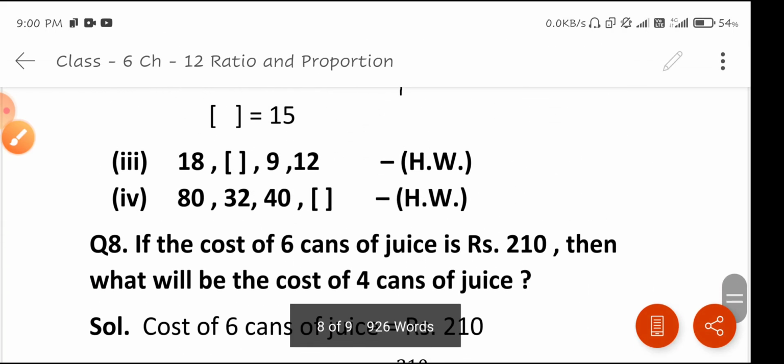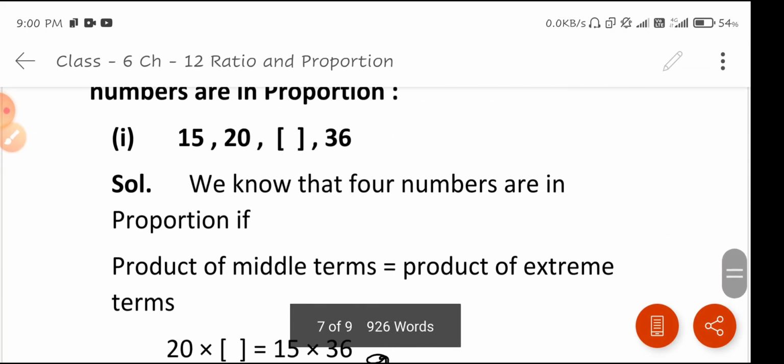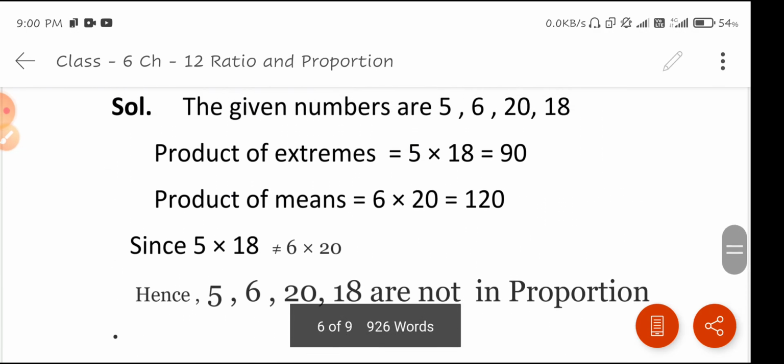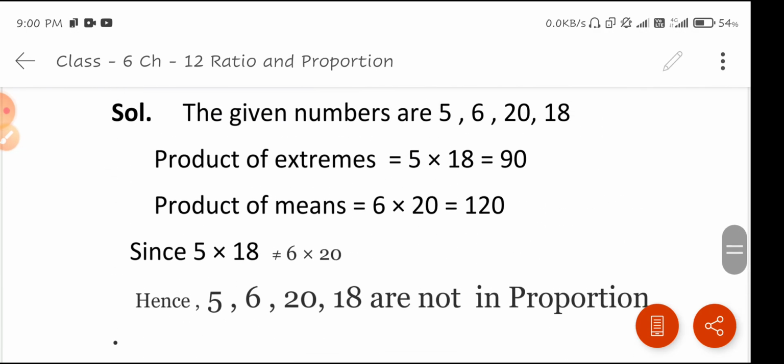So I hope you all have understood about ratio and proportion. What do you mean by ratio? Ratio means comparing any two numbers with the same quantity, and proportion means if any two ratios are equal, then they are said to be in proportion, otherwise not in proportion. So I hope you all have understood all the things clearly. So we have completed our chapter. We'll see the next chapter in the next video.